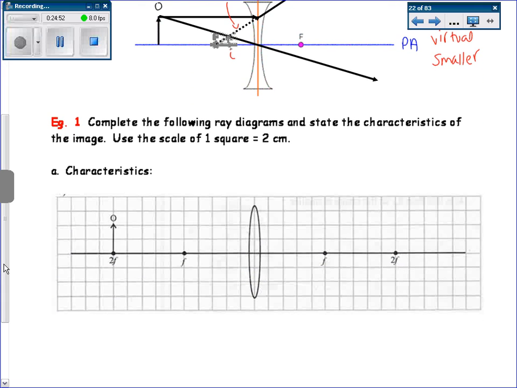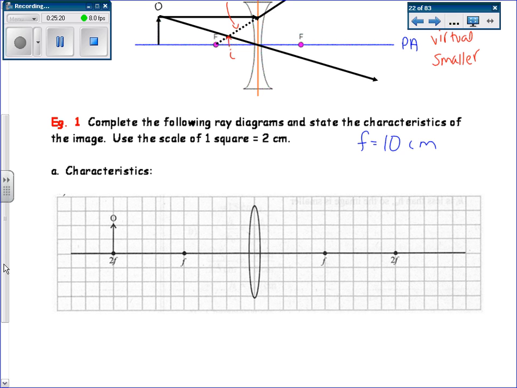In this one, we're going to say that 1 square is equal to 2 centimeters. So with that, we can say a few things here. If 1 square is 2 centimeters, that's my focal point. That's 2, 4, 6, 8, 10. So my focal point would be 10 centimeters. We're not really asked to do that, but I'm showing you how we use this scale on here. So I start with my 3 rules.